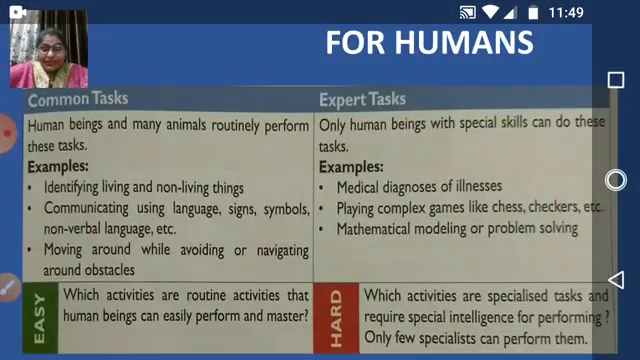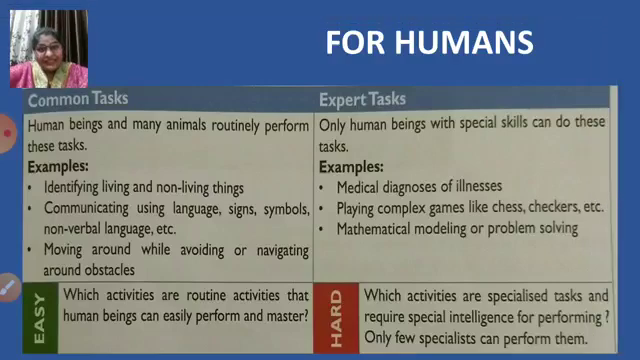Now for humans, children, what are the common tasks that we will see. Human beings and many animals routinely perform tasks like identifying living or non-living things, communicating using language and symbols, non-verbal language, etc., moving around while avoiding or navigating around obstacles, right? These are very common tasks for human beings, which are very easy. Routine tasks like having food or roaming or picking up something all come under common tasks, which are easy for human beings, children.